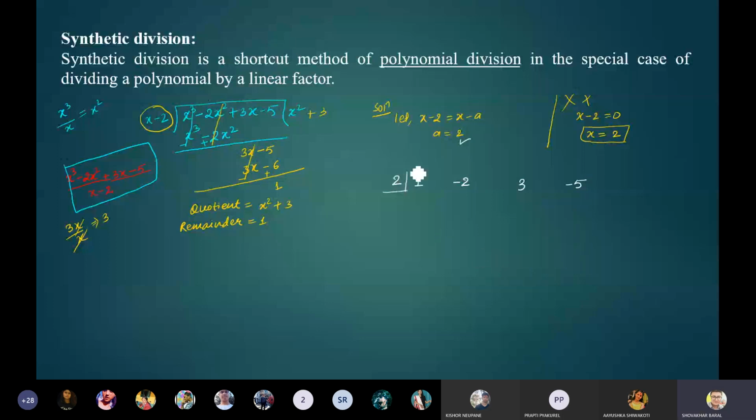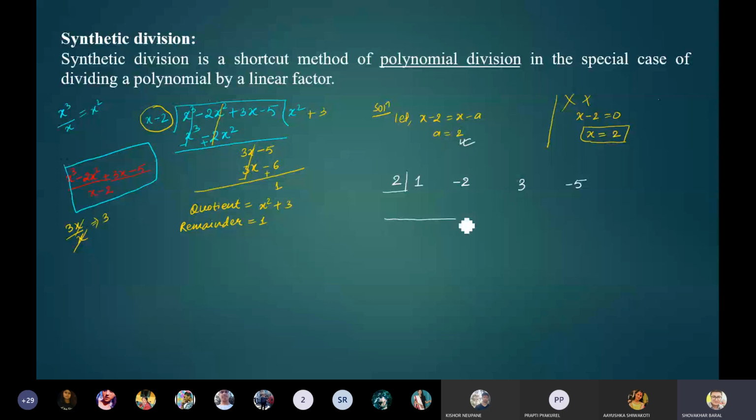At step number 1, you need to compare this x minus 2, the divisor, with x minus a, and you will find the value of a, and write the value of a on the first line, and continue it with the coefficients of the different variables in decreasing order. You need to write the coefficient of x cube at first, and then x square, x, and constant. If there is, like, x cube minus 2x square minus 5 without the term 3x, then instead of 3 you need to write 0. If any term of lower degree is missing, then you need to replace that coefficient by 0.